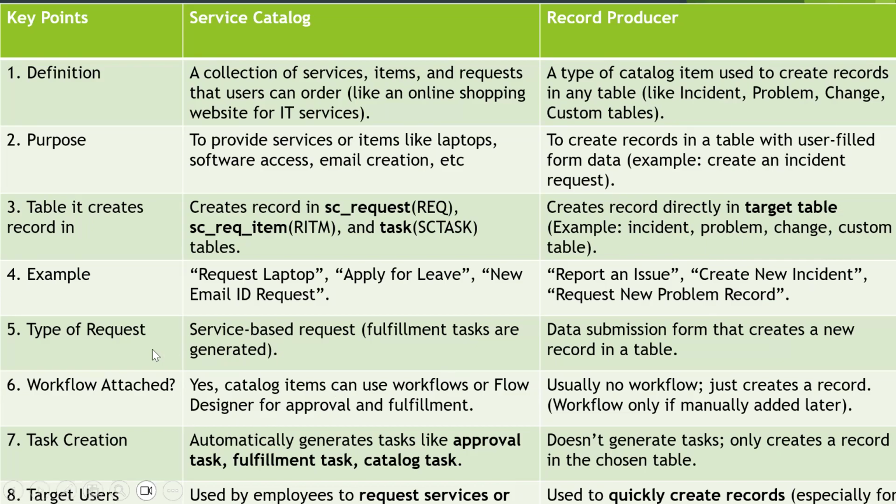Then the type of request, I mean the nature of the request. Here, for a service-based request, fulfillment tasks are generated. Further, a fulfillment-based request means the user wants a service or product to be delivered. Something new is provided. That is the nature or type of the request.